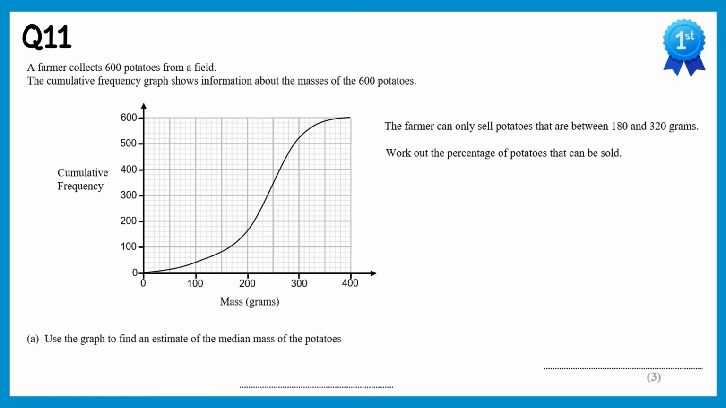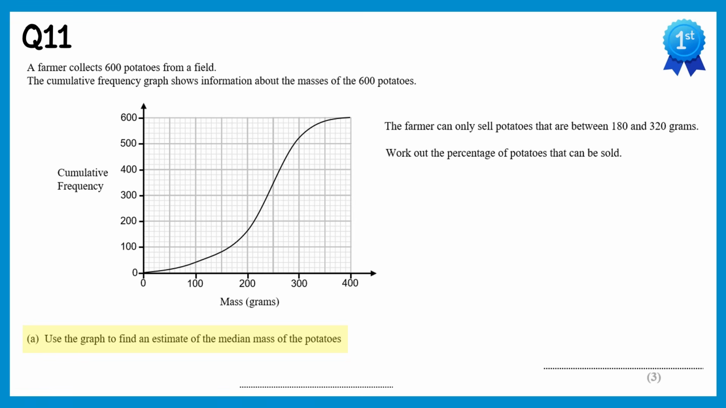In this question, we've got a farmer who's collecting potatoes. I don't know why, but Edexcel seem to be quite obsessed with potatoes, so this is definitely coming up. For the first part of the question, we need to use the graph to find an estimate of the median mass of the potatoes. So there were 600 potatoes altogether, so the one in the middle, which is the median potato, will be somewhere around 300.